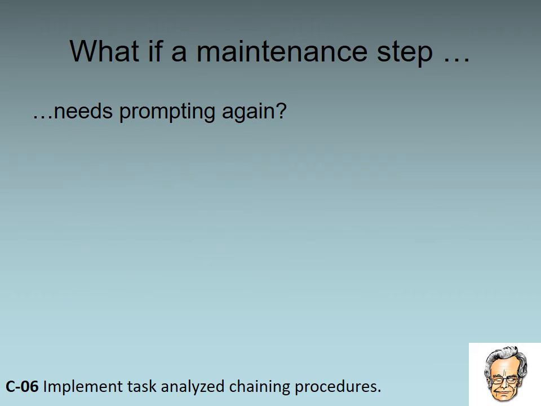So what if a maintenance step needs prompting again? What if the learner wasn't as skillful as we thought, or did not master it as well as we had hoped? Well, we're going to make a note of that, and at Learning Arts, if it happens over 2 consecutive sessions where the person cannot do that step, the acquisition step will reset to be whatever that unmaintained step is.